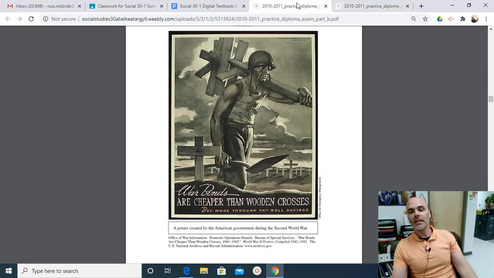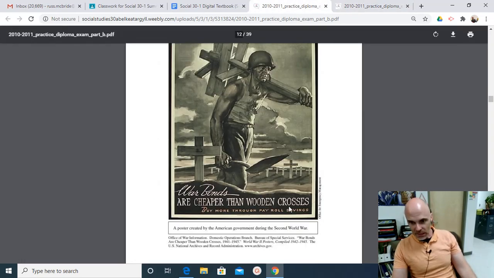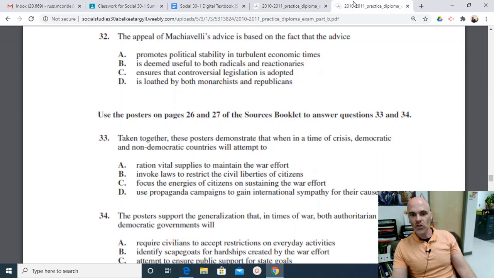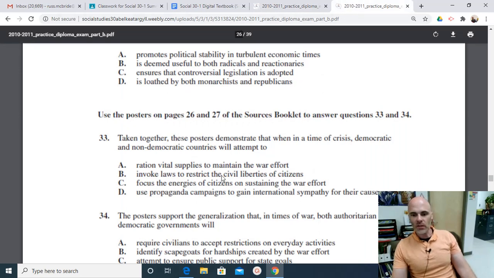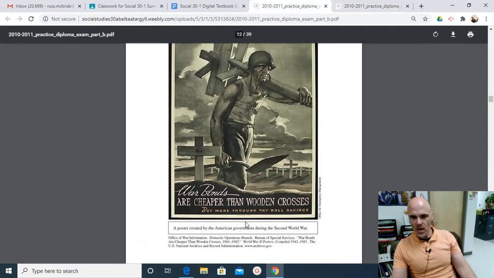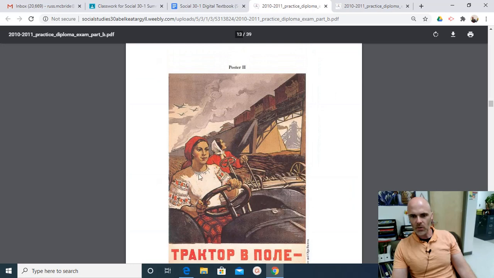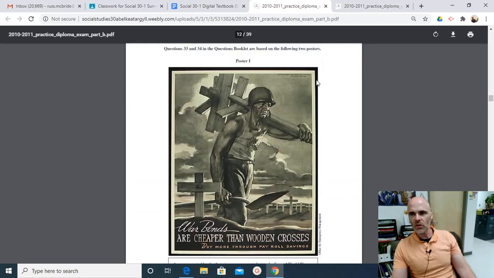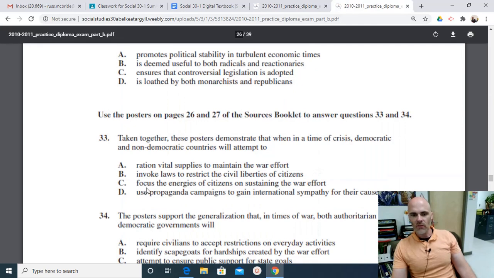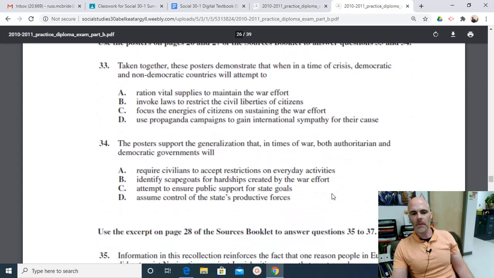Makes sense. Did I see that, though? Do I see anything about rationing here? Do you see anything about rationing? No. Invoke laws to restrict. Are they talking about, hey, you cannot go there, freedom of motion gone? Are they talking about, shut up, you don't have freedom of speech? No, there are other propaganda posters for that, and they didn't show those. So it's not that. Focus the energies of citizens on sustaining the war effort. I even said that before I looked at the answers. Come on, people. This is far too easy.